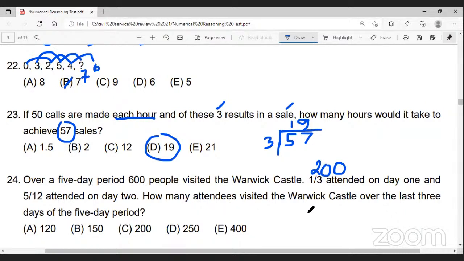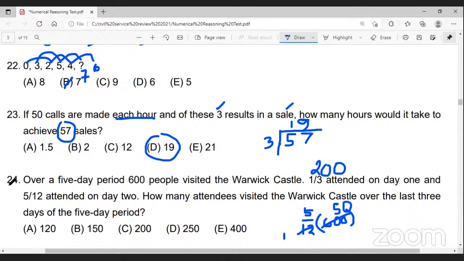How about 5 over 12 of 600? Can you do the mental math? Divide 600 by 12. It's 50. 50 times 5.